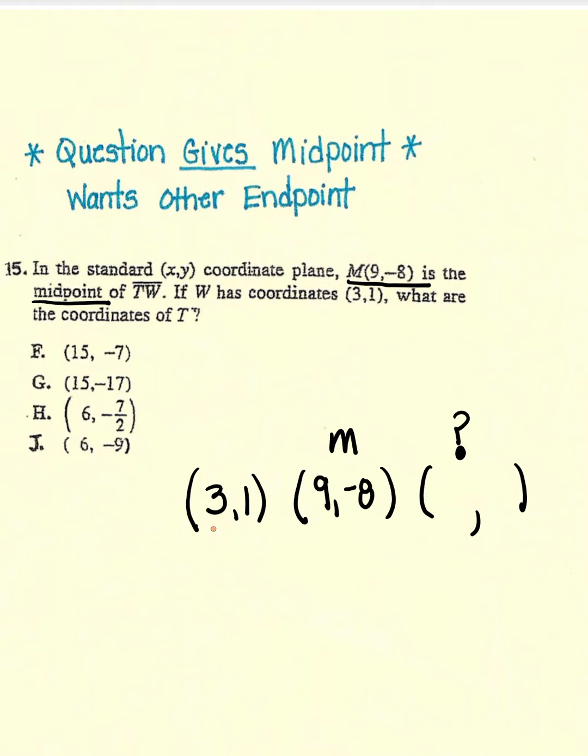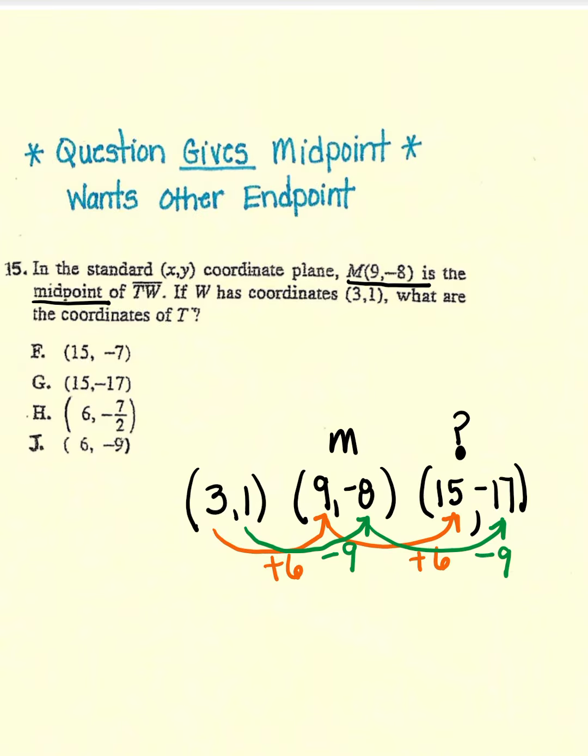So to get from this x to the middle x, you added 6. So because it's in the middle, do the very same thing on the other side. So 9 plus 6 is going to give me 15. And then from here, this y to the middle y, you went down by 9. You subtracted 9. So do the same thing on the other side since it's in the middle. And so I would subtract 9. So then if I take negative 8 and subtract 9, I get negative 17, and my answer is G.